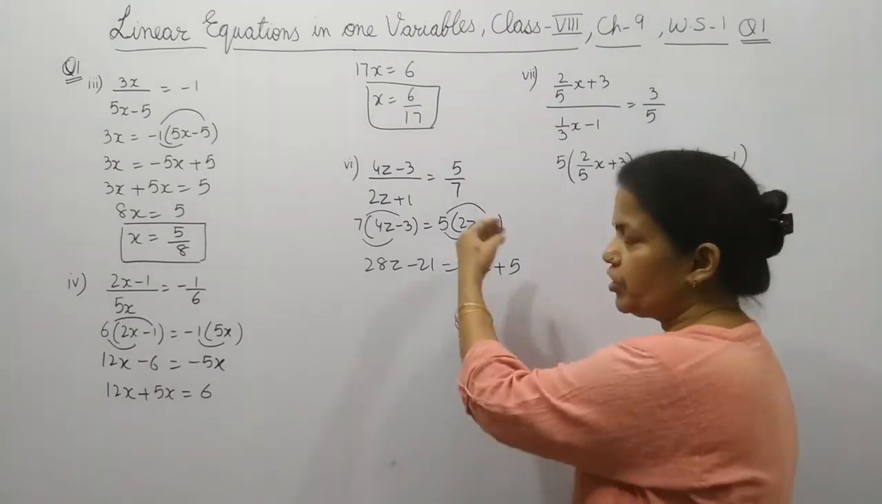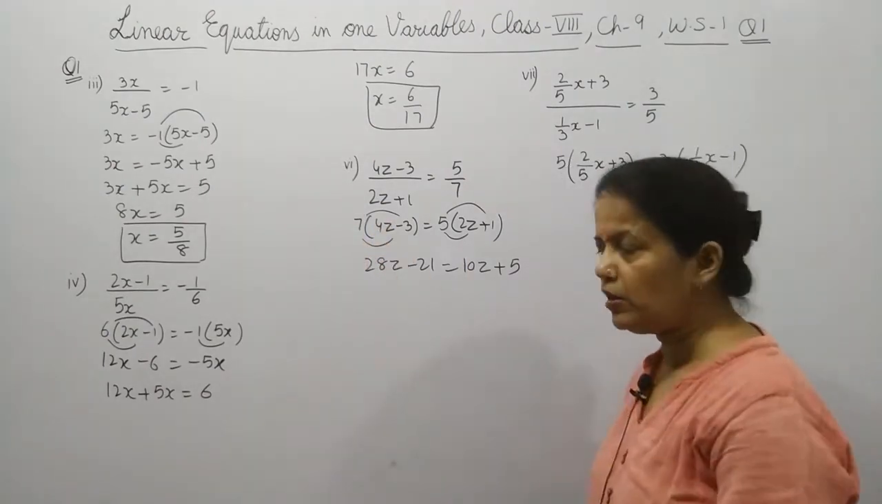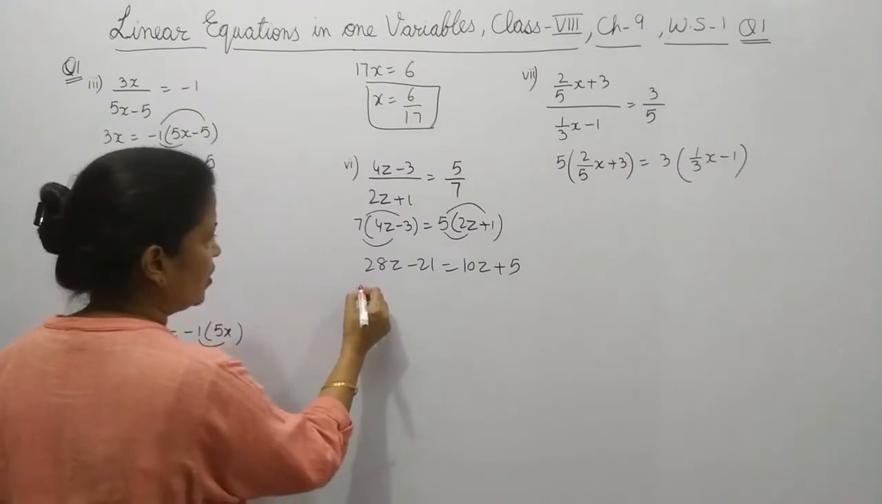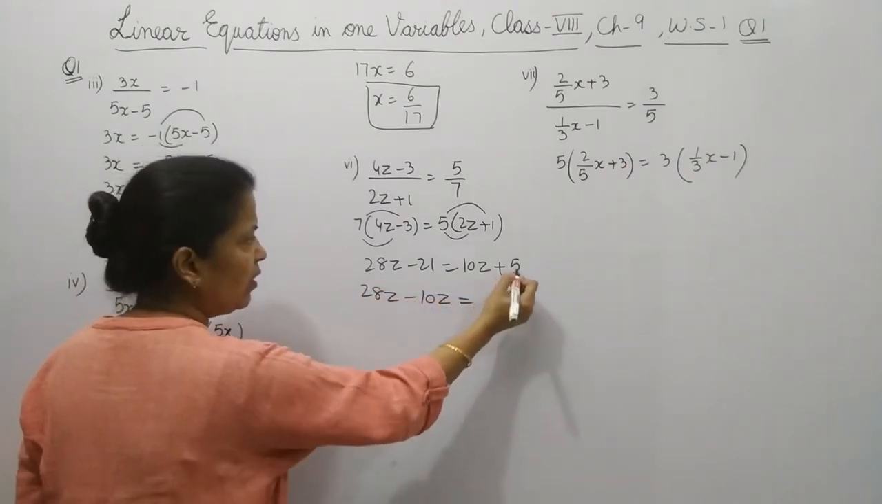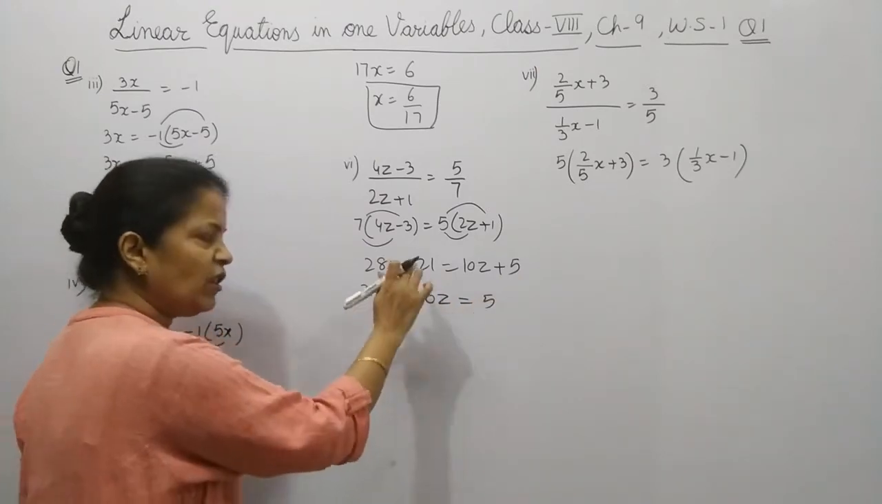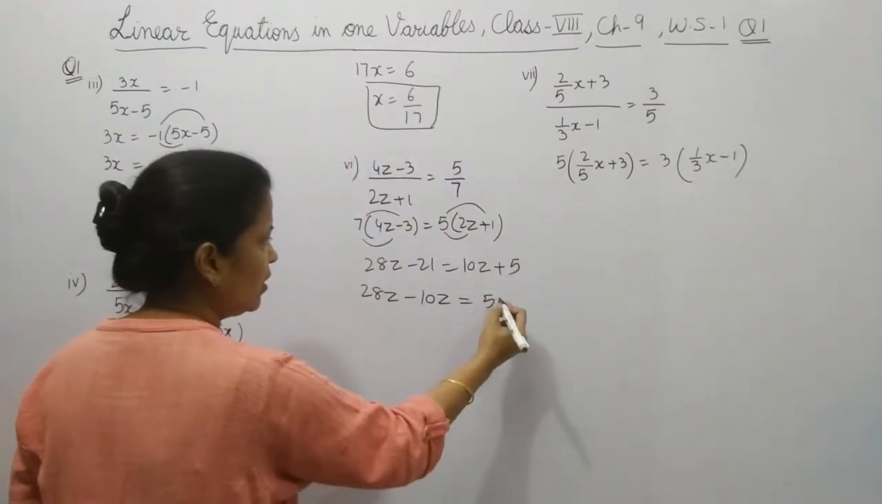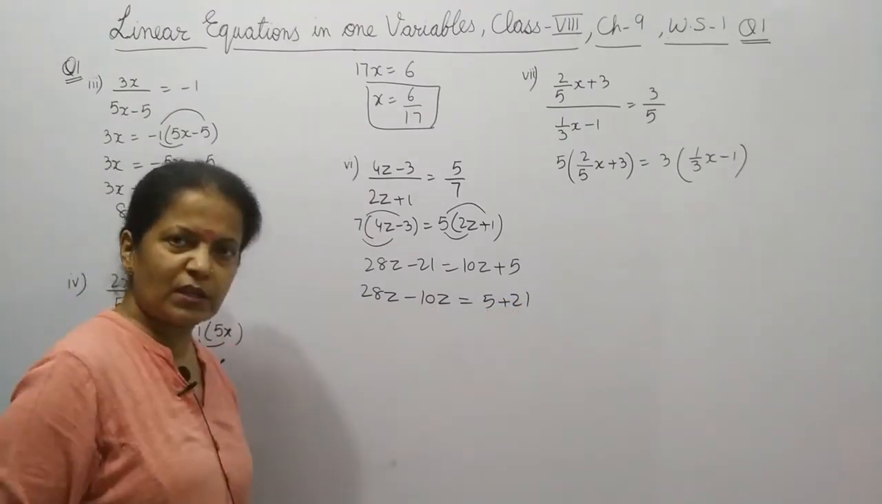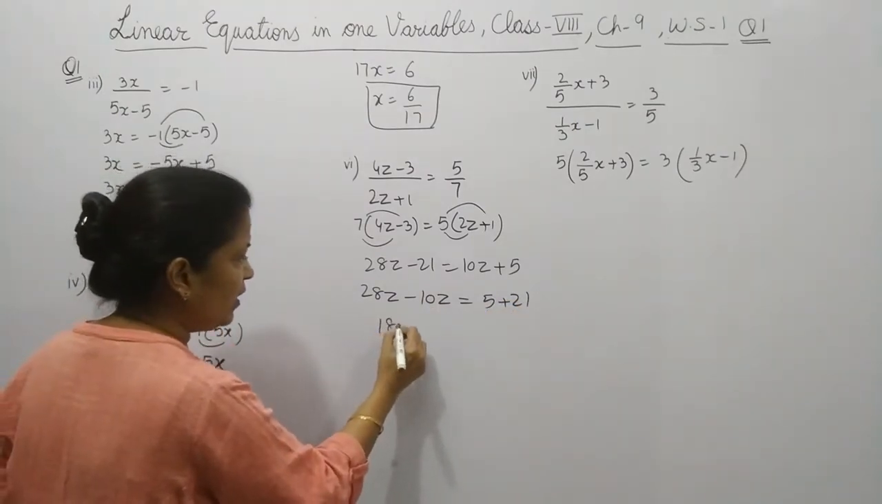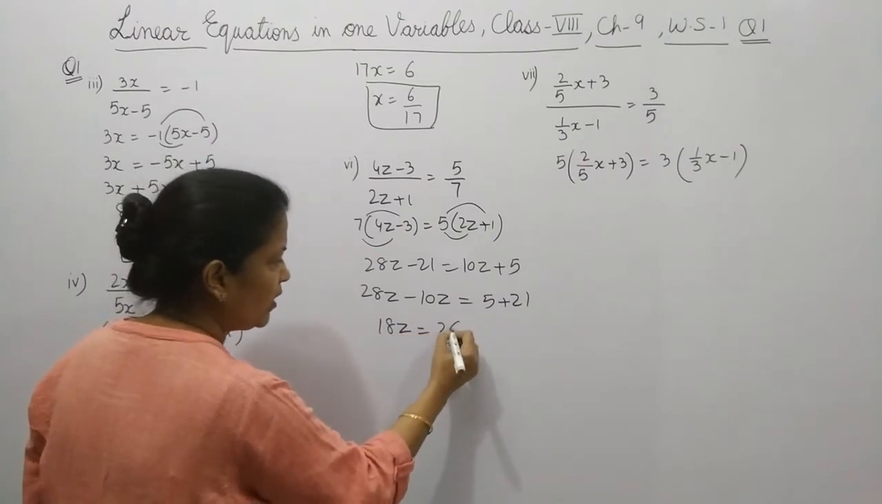You have to shift the z terms on the same side of equal. So it will become 28z minus 10z equal 5 is already there, and this minus 21 will be on the other side, so it will become plus 21. So 28 minus 10, it will be 18z equal 26.